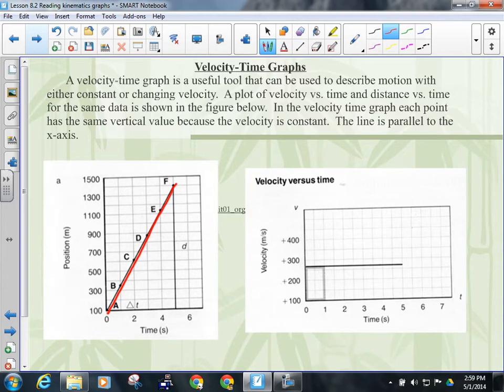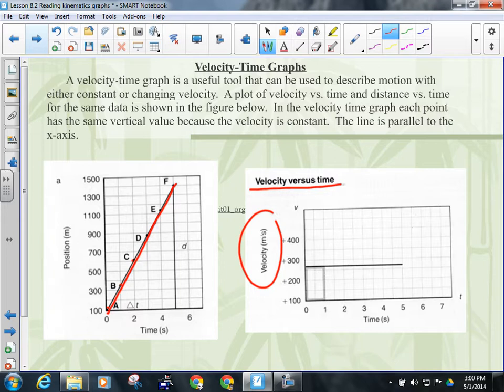Okay, is it traveling the same distance every second? Every time interval it goes the same distance, right? That means it's traveling at a constant velocity or constant speed. Okay, is that what this graph is showing?